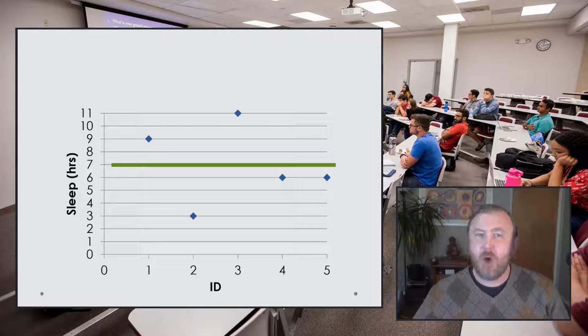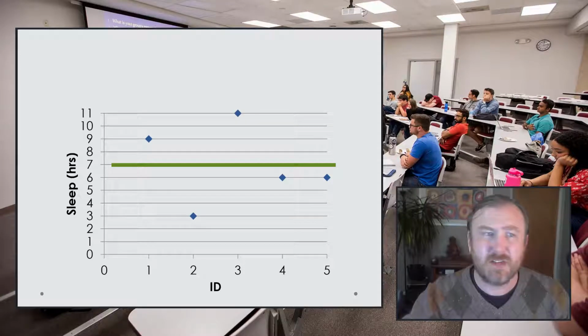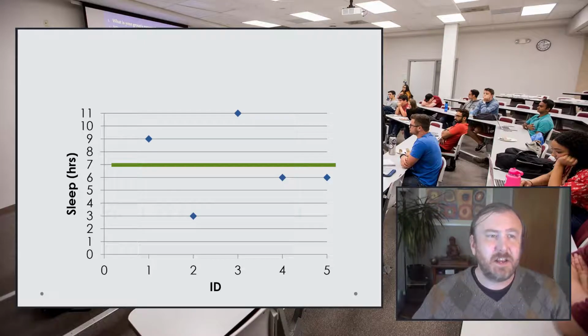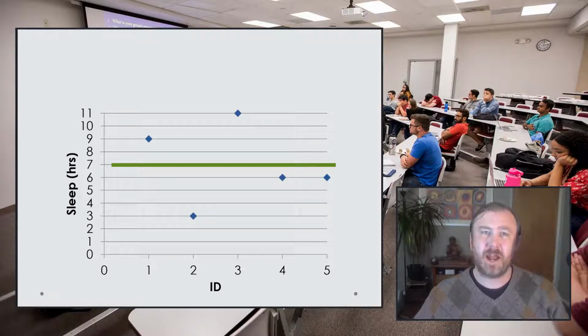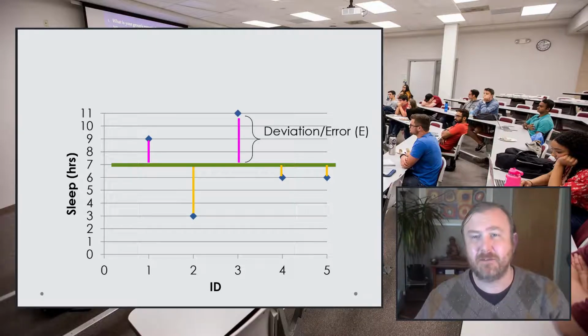But no one slept for a value of 7 hours, right? So no one slept for 7 hours. They slept for 9, 11, 3. So there's an error in the prediction. However, we can see that our prediction of the person with 9 is 2 units off, right? And this is the deviation: how much our prediction is different from what happened in reality.